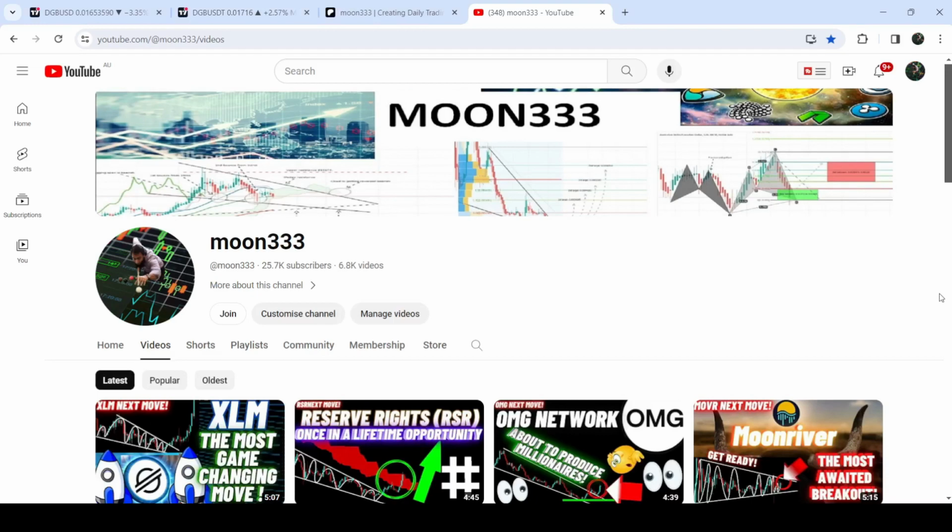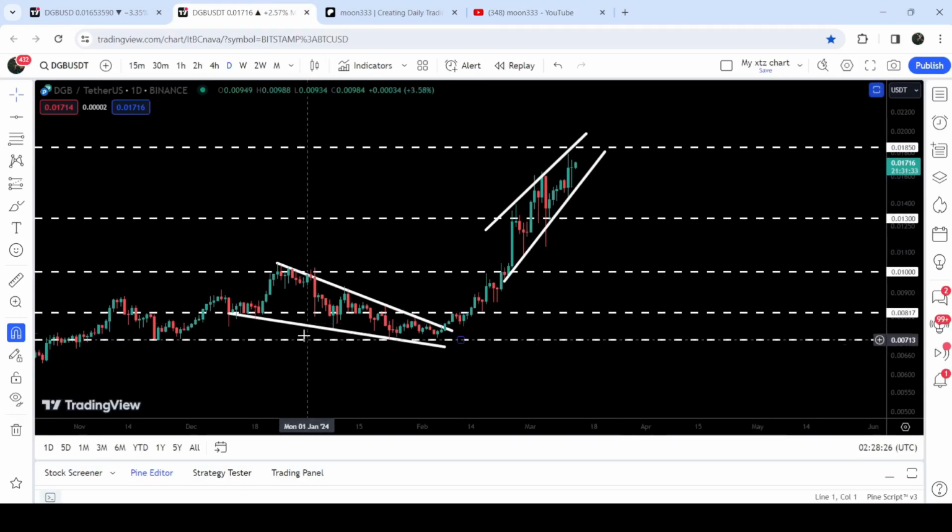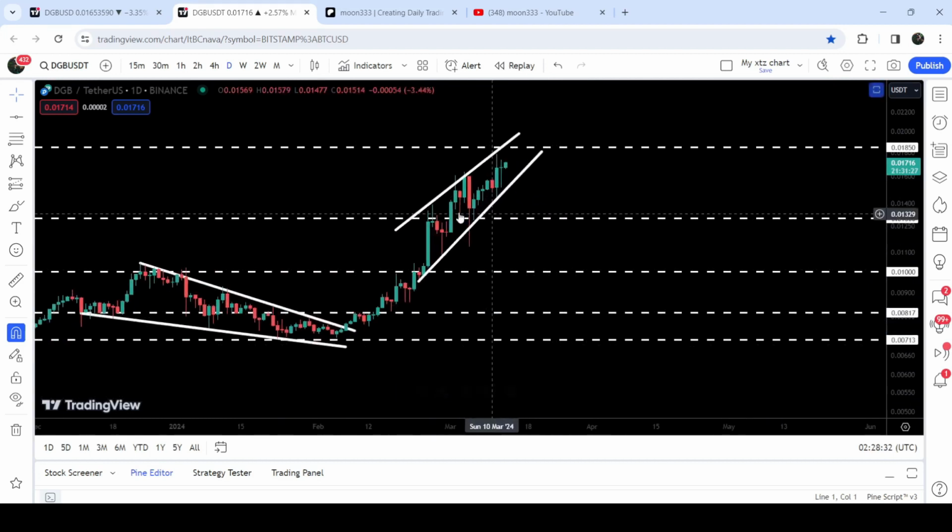As in my earlier video, I was showing you that DigiByte coin first broke out of a falling wedge pattern on the daily time frame chart, and after that, it formed this rising wedge pattern, and now you can see that it is still moving inside this rising wedge.